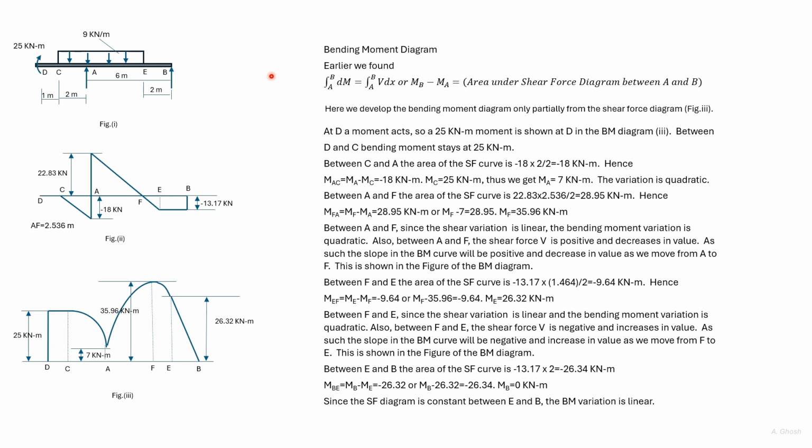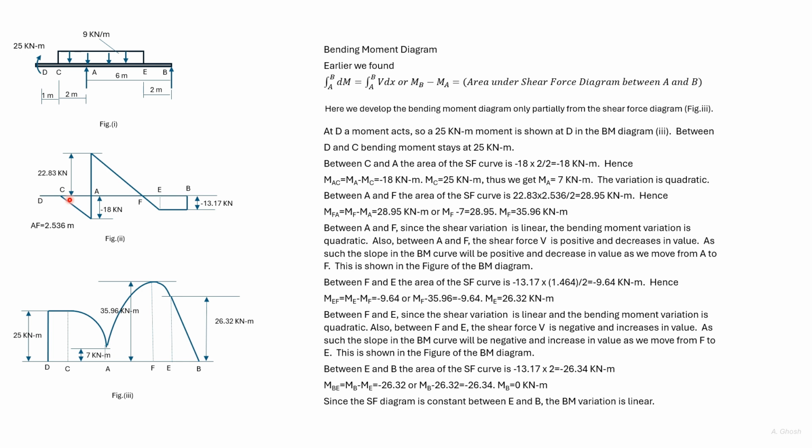Here we plot the bending moment diagram. As earlier mentioned, the bending moment diagram will only be partially formed from the shear force diagram, since there's a moment happening in the load diagram. So at D in the bending moment diagram, there's a 25 kilonewton meter moment. This moment stays the same till C. After C, we use the shear force diagram.